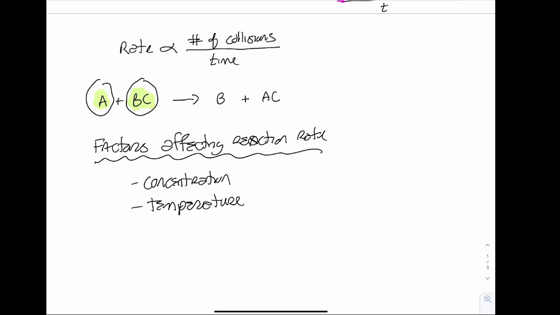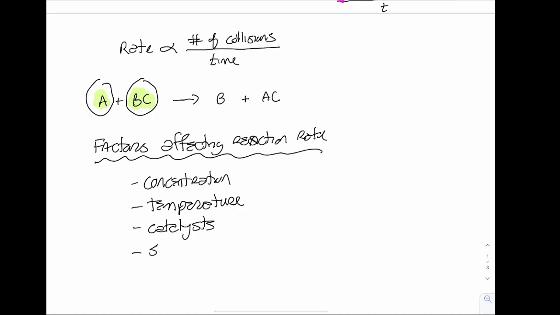We could look at catalysts, and we will later this chapter. Catalysts are substances that are going to increase the rate of our reaction without actually changing that reaction. So a catalyst is going to increase my rate.